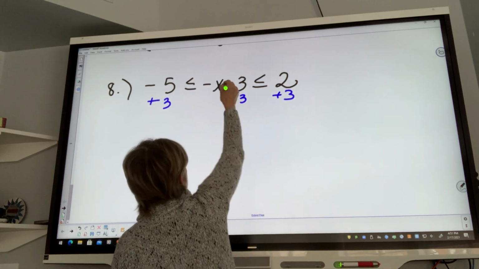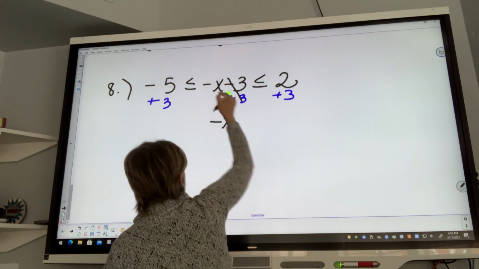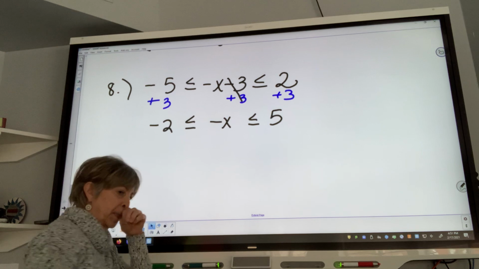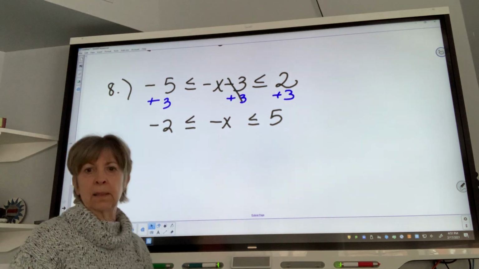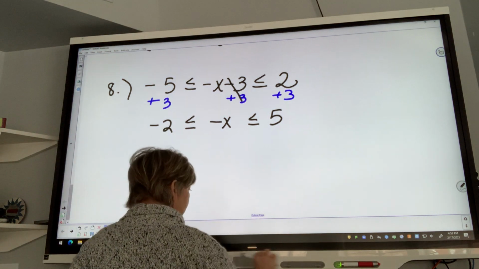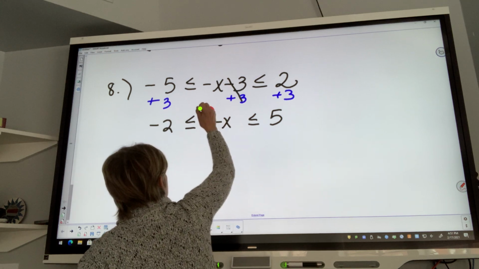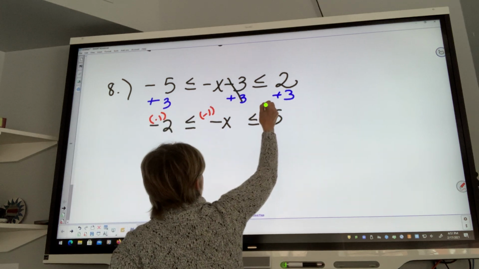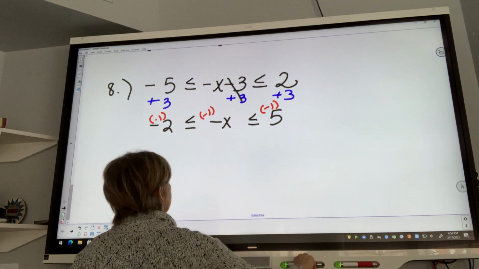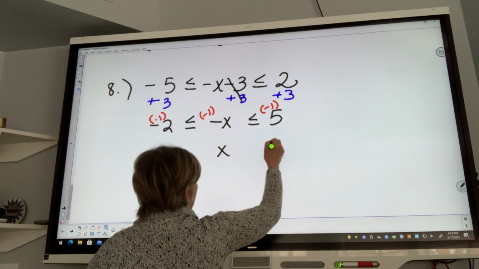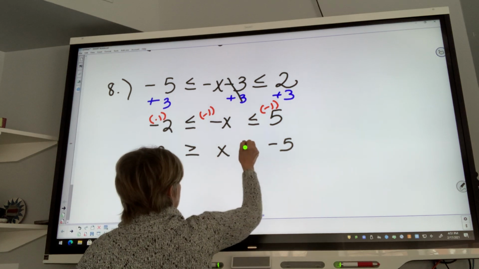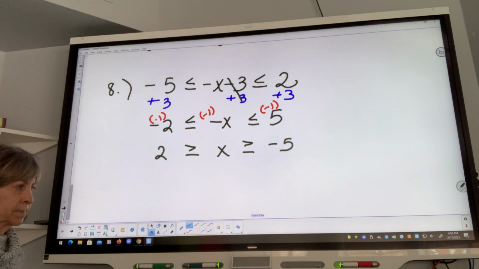So these are going to cancel. Now be careful, I'm left with a negative x. This is going to be 5 and this is going to be -2. Now, I'm not done because I can't leave negative x. So what I'm going to do is I'm going to multiply everything by -1. Now, I'm multiplying by a negative, so ding, ding, ding, ding, ding, red lights flashing. That means this will become positive, this will become negative, this will become positive, but it also means that my signs are going to reverse.